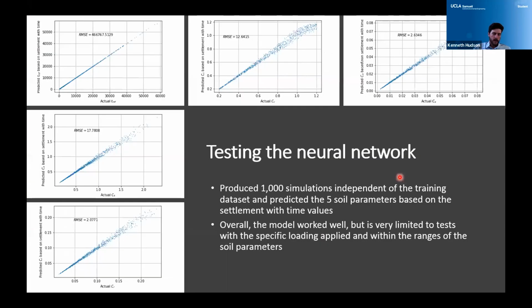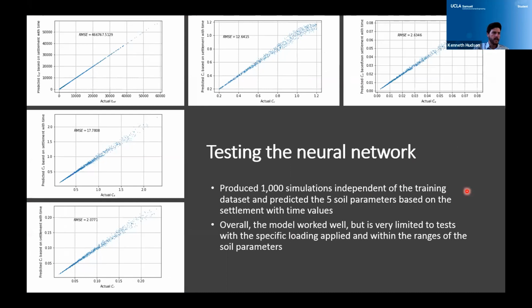So we trained the neural network, and after we trained it, then we did a test of the model. And so we produced 1,000 more simulations that were totally independent of the training data set, but within the same data range as the training data set. And we took those settlement profiles that were output, and we predicted the 5 soil parameters based on their settlement time values that were output.